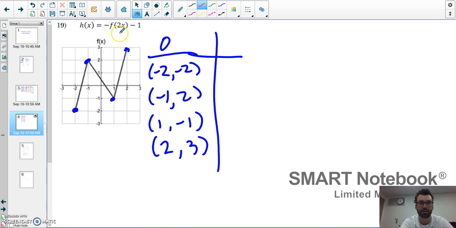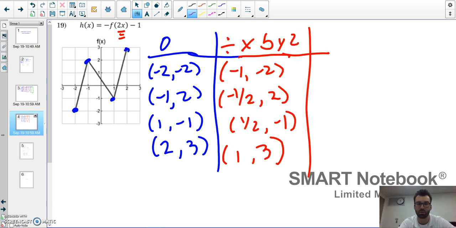Inside out. Inside, I have this 2 here, which means I'm going to do what? This is affecting my inputs. So I'm going to divide x by 2. Go ahead and divide your x values by 2. Yes, in case you were wondering, it's okay to have fractions. Fractions are numbers too. Don't forget about that.